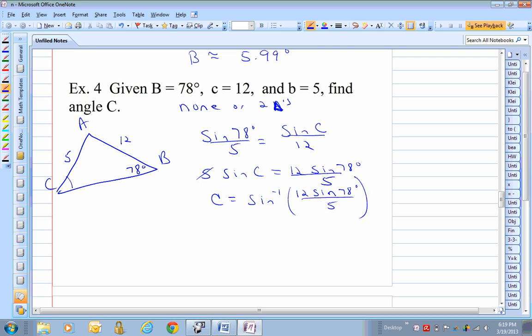When we put that in the calculator, all of a sudden you're going to get an error message. Alert, an error message. And that is because no triangle exists.